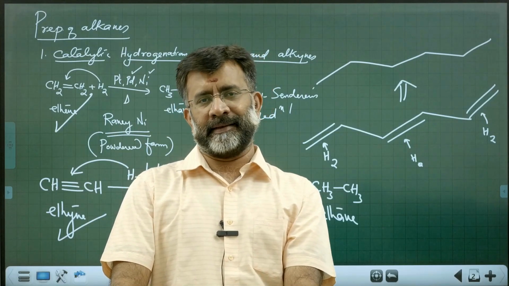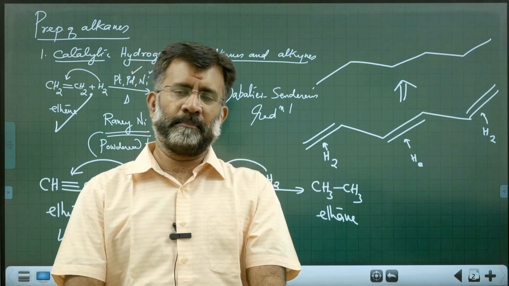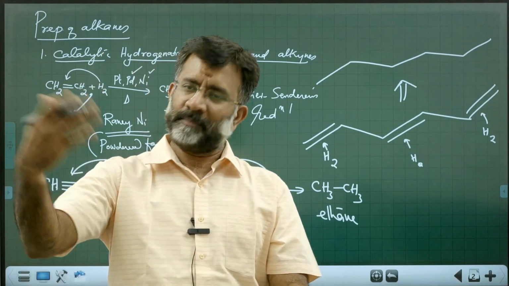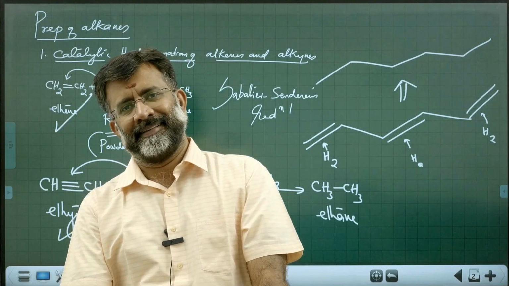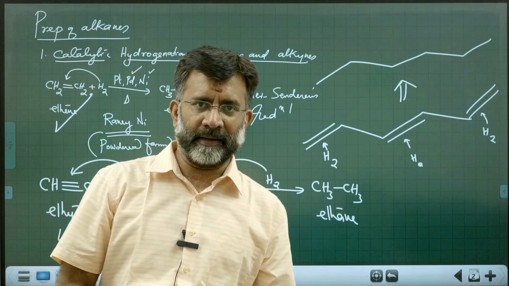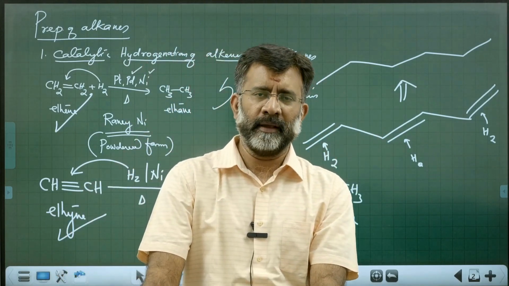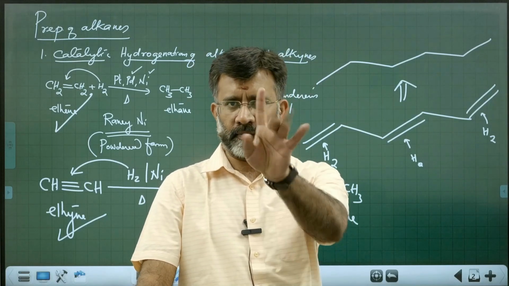Ethene, ethane. Propene, propane. Butene, butane. Pentene, pentane. Pentadiene, pentane. So any alkene or alkyne will be converted to alkane, number one.